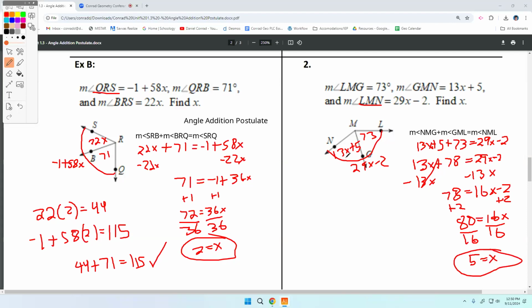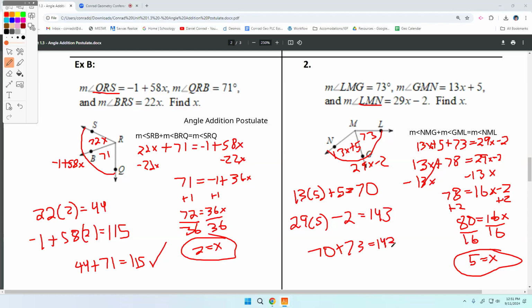All right, if I want to check my work, I'm going to substitute it in. 13 times 5 plus 5. Let's see, that's going to be 26. 52 plus 13 is going to be 65 plus 5. That's going to be 70. And then 29 times 5 minus 2. So 30 times 5 is going to be 150. So this is going to be 145 minus 2 is going to be 143. So then we can look at this. 70 plus 73. Does that add up to 143? Is this statement true? Yes, it is. So we know x equals 5 was a good answer.